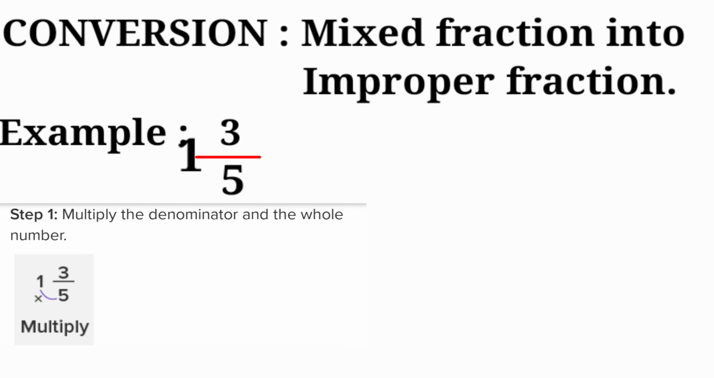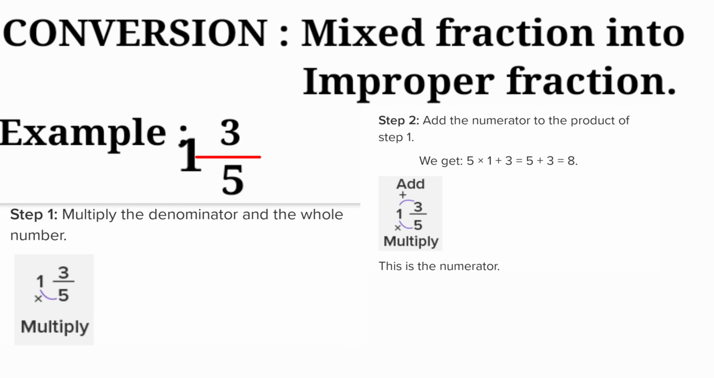So 5 ones are 5, and with this product we will add the numerator, whatever number remains, that is the numerator remaining, you will add into that product. So see students, we get 5 into 1 plus 3. The 5 ones are 5 plus 3, that is equal to 8.